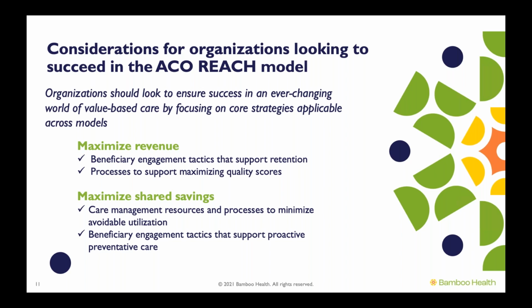Ultimately, these core strategies come down to two buckets: maximizing revenue and maximizing shared savings. On the maximizing revenue side, organizations should focus on things such as beneficiary engagement tactics that support retention, and processes to support maximizing of quality scores. And on the flip side, for maximizing shared savings, organizations should focus on implementing care management resources and processes that minimize avoidable utilization, as well as beneficiary engagement tactics that support proactive preventative care.